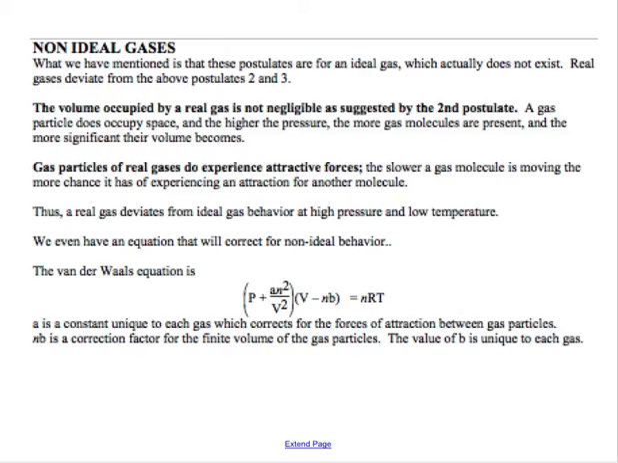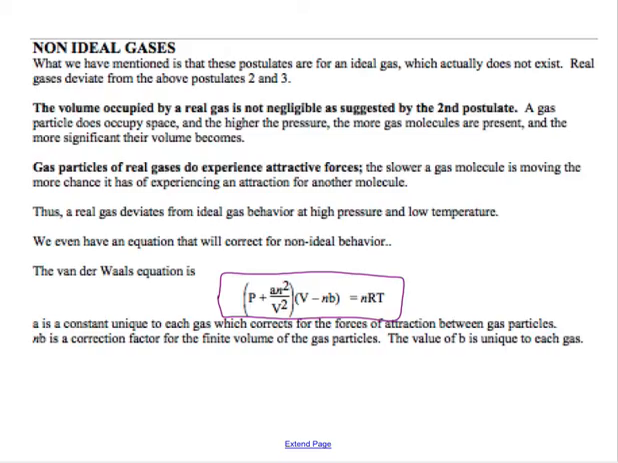So we have an equation. It's called the van der Waals equation. And the van der Waals equation describes non-ideal gases. So we've pretty much lied to you. Every time you use PV equals nRT, it's pretty much a lie because no gases are truly 100% ideal.